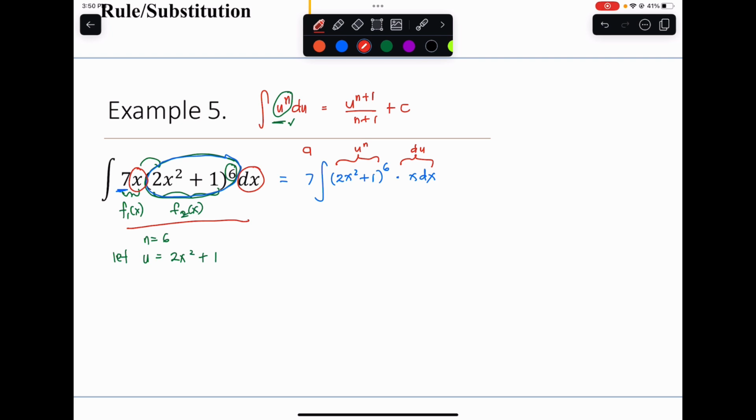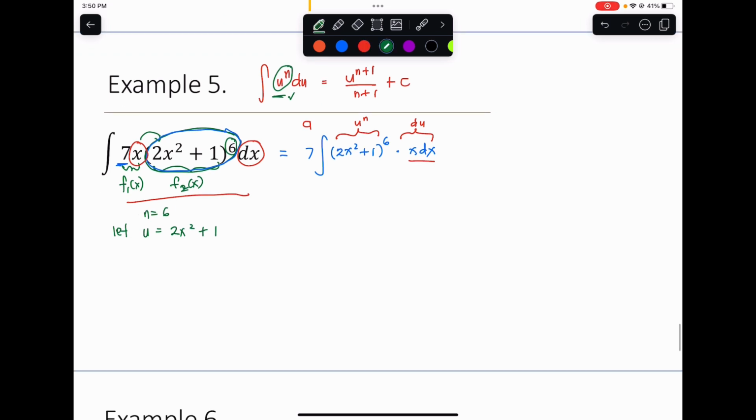Now we just have to make sure that this part is really the du. To ensure that, we need to derive u, which is 2x squared plus 1. The derivative of 2x squared is 4x, and the derivative of 1 is 0. So the derivative is actually 4x dx.